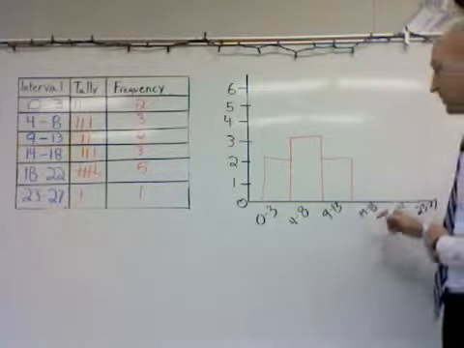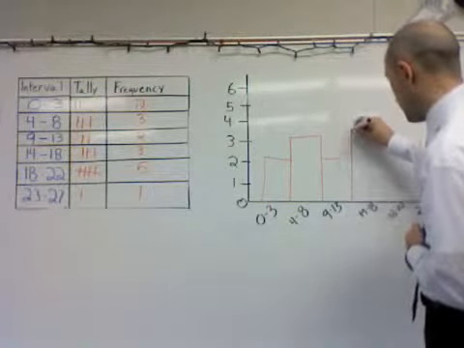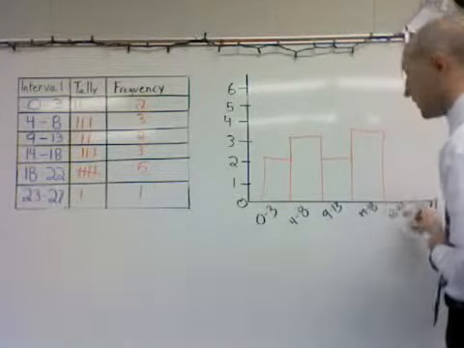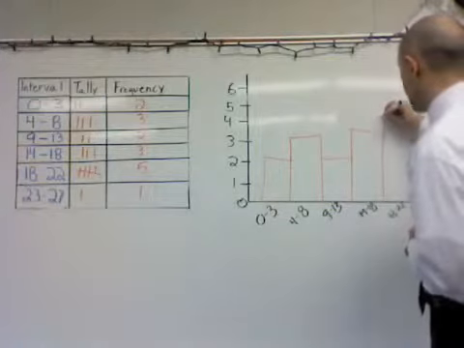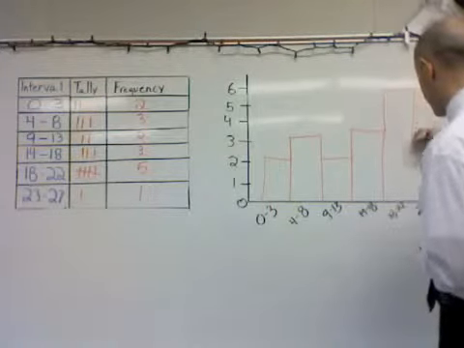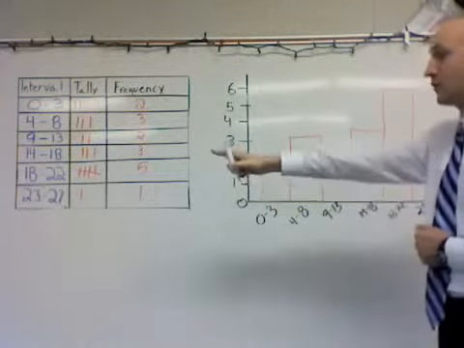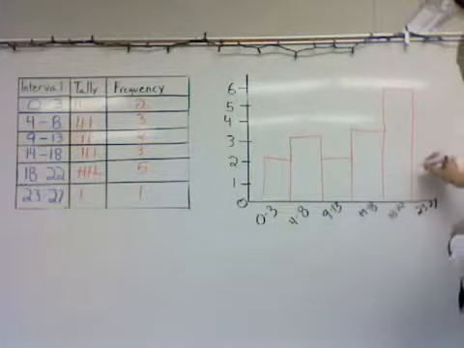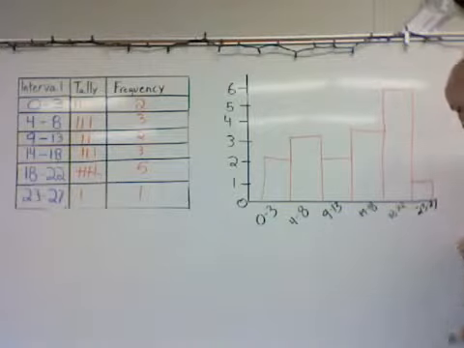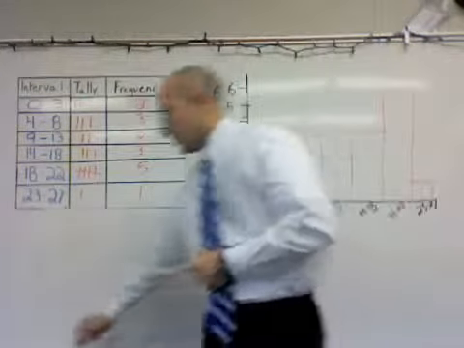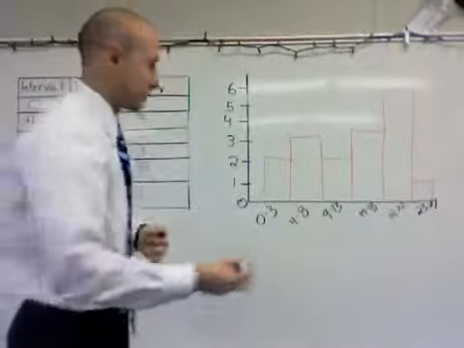14 to 18, we had 3 people, so it's going to jump back up to the 3. 18 to 22, this was our largest one. So we're going up to the 5 this time. And back down for our final interval of 23 to 27. And we only had 1 person tell us that. Now if we'd like, we can color this in so it kind of sticks out a little bit more.